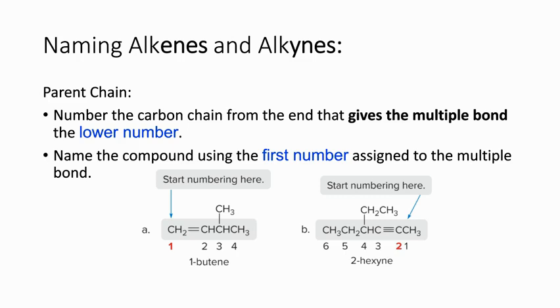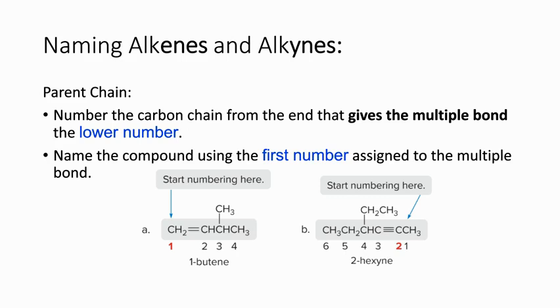If it's a tie, then you can look at the next branch. So if for some reason you have a double bond at both ends, and it doesn't matter which end you start at, go by the first branch. Go back to the other rules. Okay, questions so far? Yes?